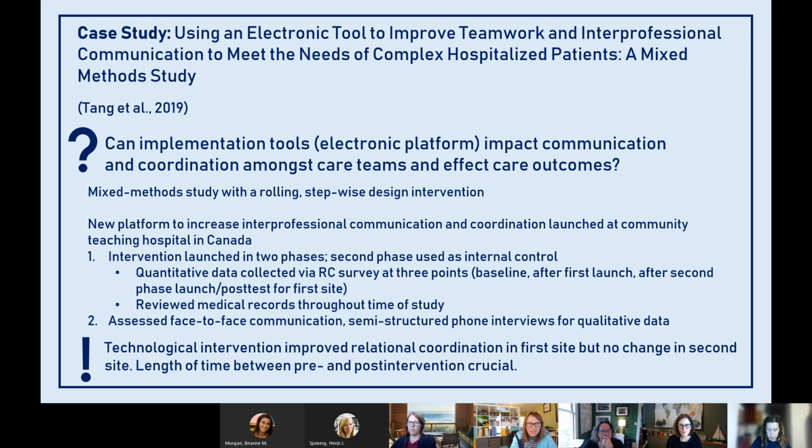The thing I took away from this, because I've reread this I don't know how many times now, is essentially that the tool itself was sort of helpful, but didn't make a huge impact on relational coordination pre-post, because it seemed like maybe just coming together to start determining there was a need for this electronic tool improved relational coordination among teams.